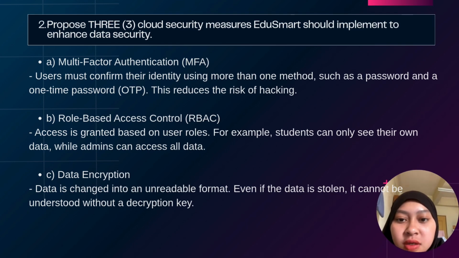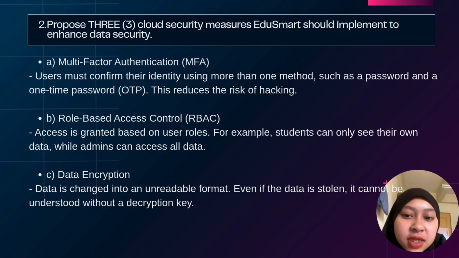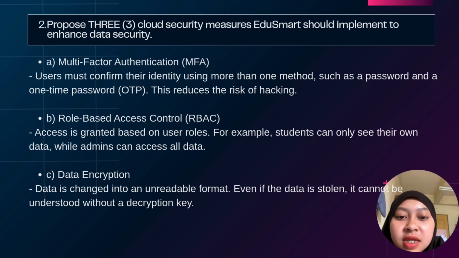A. Multi-factor authentication. Users must confirm their identity using more than one method, such as a password and a one-time password, to reduce the risk of hacking. B. Role-based access control. Access is granted based on user role. For example, a student can only see their own data while an admin can access all the data. C. Data encryption. Data is changed into an unreadable format. Even if the data is stolen, it cannot be understood without a decryption key.